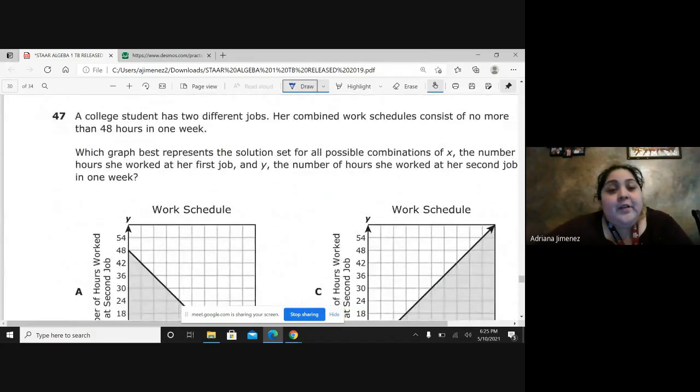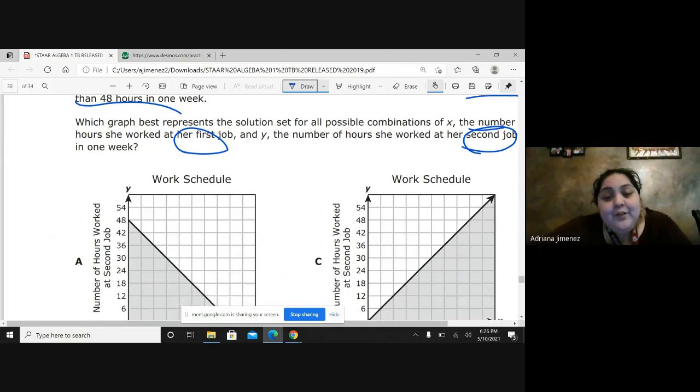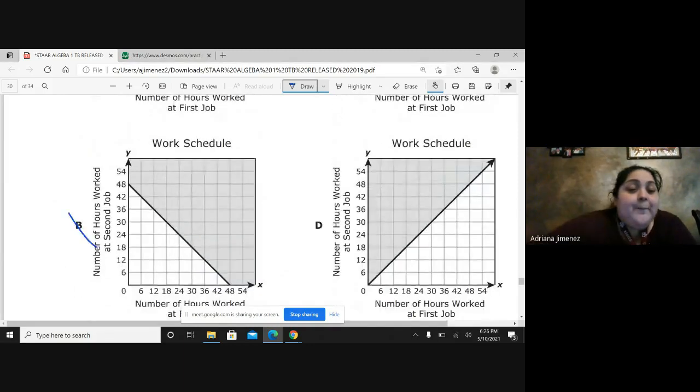All right, here's this one. It wants to know which graph best represents the solution set for all the possible combinations of the number of hours that she worked at her first job and the number of hours she worked at her second. So I go back and figure out, well, what's the situation that's going on? It says that she can't work no more than 48 hours a week. No more means it has to be less. So I'm looking for the line that's going to be shading below. This one's shading below, this one's shading below. These two are out.